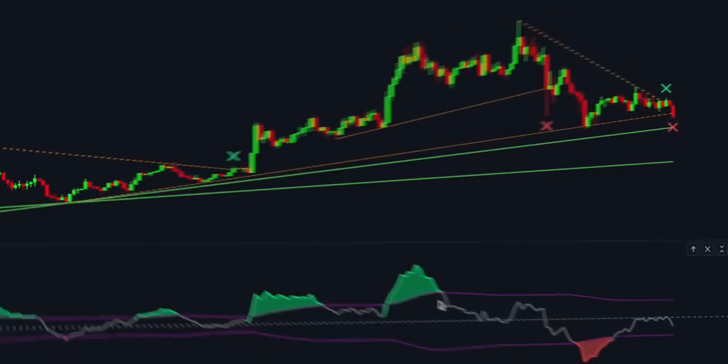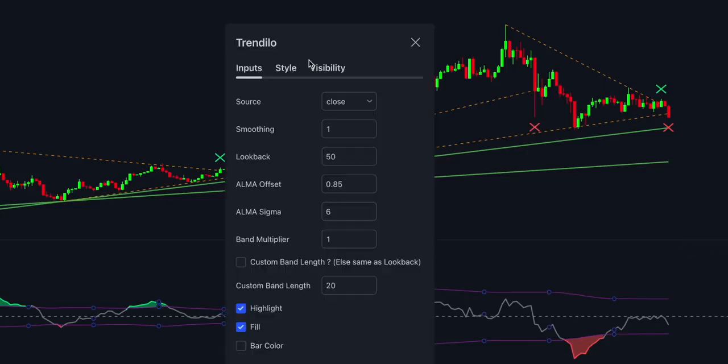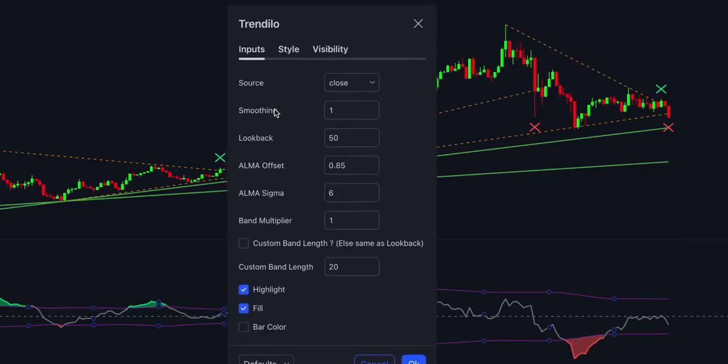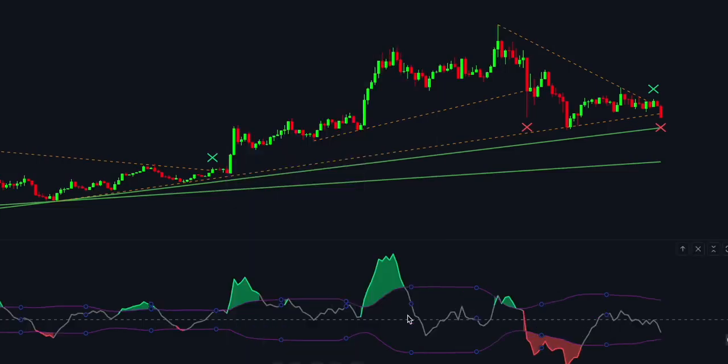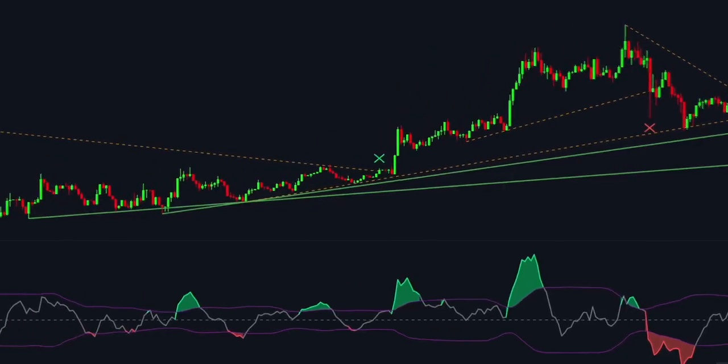In my opinion, this indicator is more precise than the regular RSI as it considers market volatility as well. It also offers more customization options. For example, you can change the smoothing, look back, ALMA offset, multiplier, and more. I prefer to keep the look back period at 30 instead of 50. So how can we combine these two indicators into one strategy?